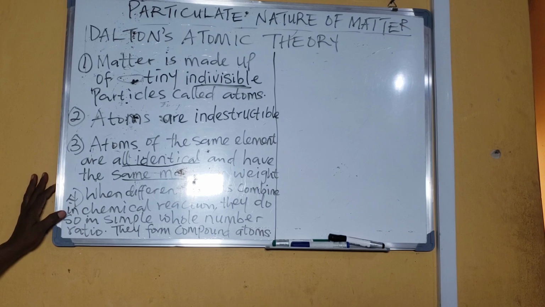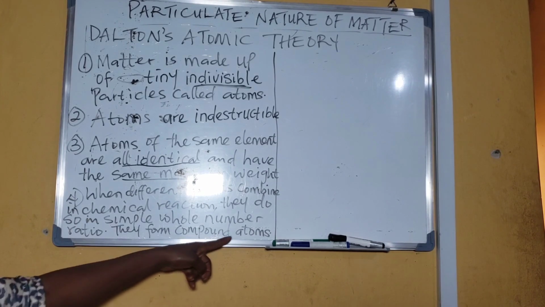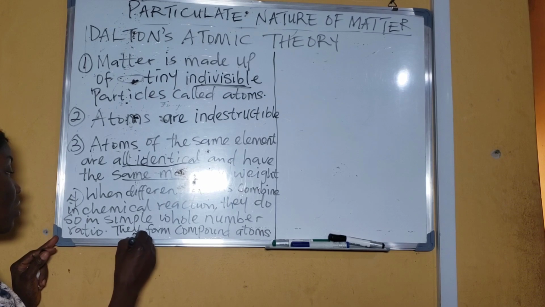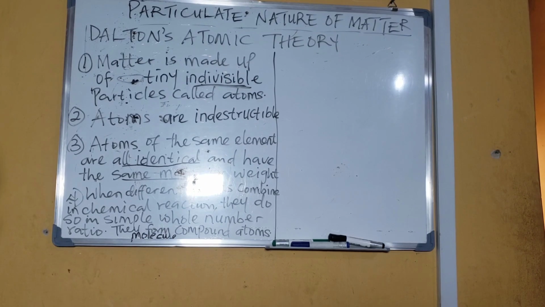Then the fourth one there is that when different atoms combine in chemical reaction, they do so in simple whole number ratio. And when they combine like that, they usually form compound atoms, and that compound atom is called molecules. Remember that a molecule consists of two or more atoms of the same elements.